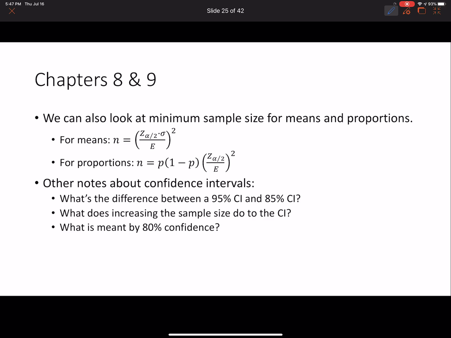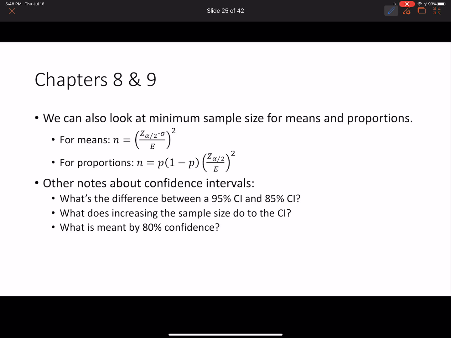Increasing the sample size, what does that do to the confidence interval? That's very easy. It reduces the variation, and as a result, it narrows our confidence interval. So if somebody's worried that their 95% confidence interval is too large, too wide, there is something they can do, and that is to simply increase the sample size, and that makes life a lot easier.